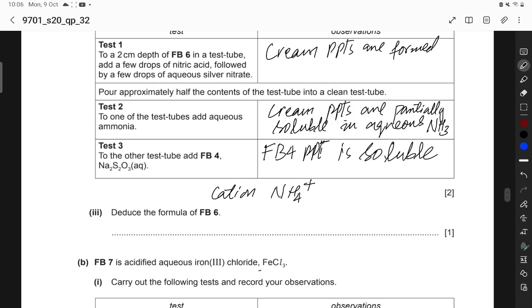And the anion is the bromide ion. So the formula is ammonium bromide.